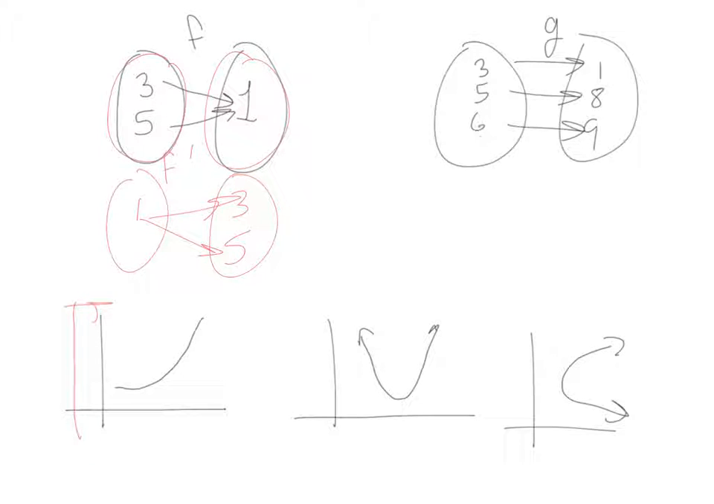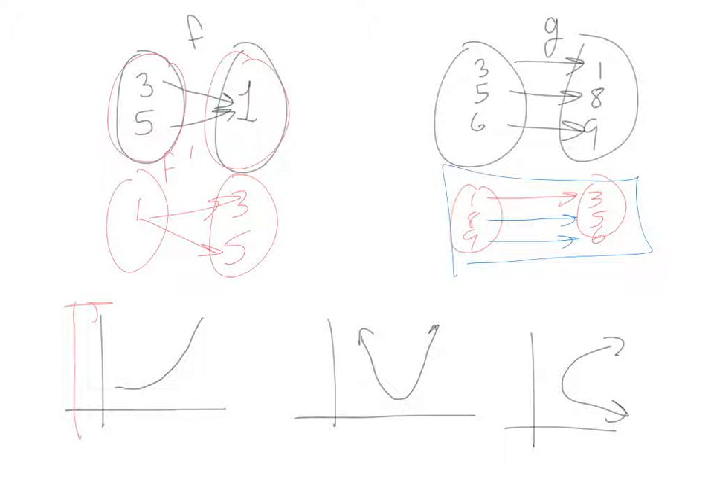This guy, on the other hand, since 3 goes to 1, 5 to 8, 6 to 9, if I were to switch the domain and the range and map numbers back to where they came from, so since 3 went to 1, 1 goes to 3, since 5 goes to 8, 8 goes to 5, so on and so forth, 6 goes to 9, 9 goes to 6, this also was a function. So this inverse relation is a function.